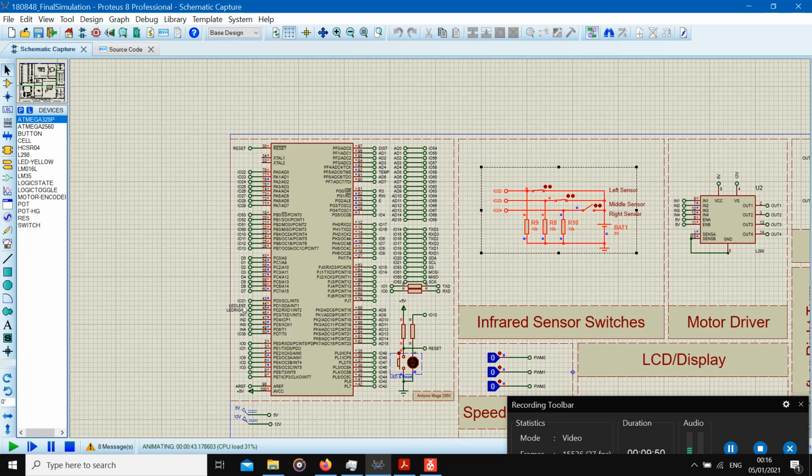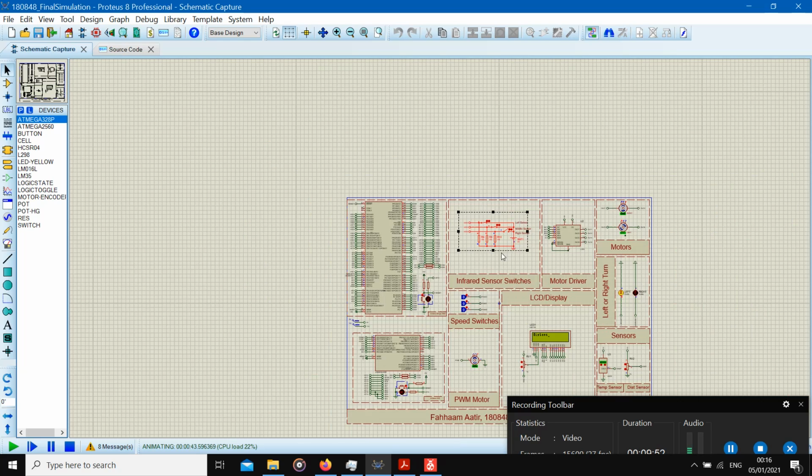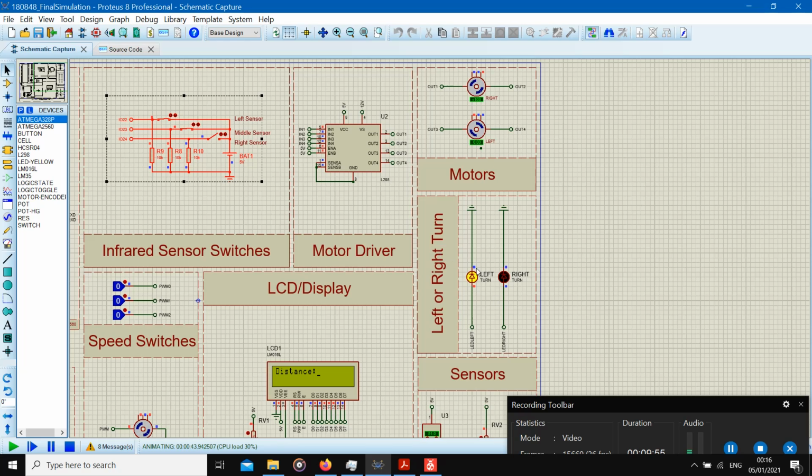You have the LED left and LED right. This is basically just a simple way of telling which LED is going to be turned on if you want to take a left or if you want to take a right.